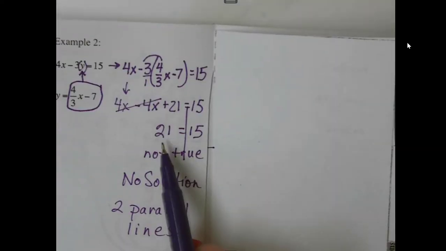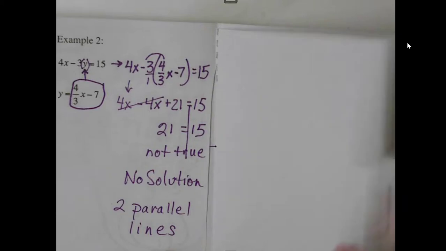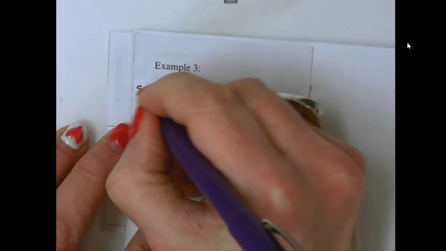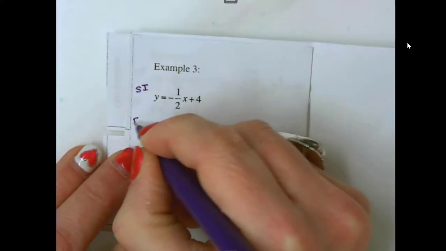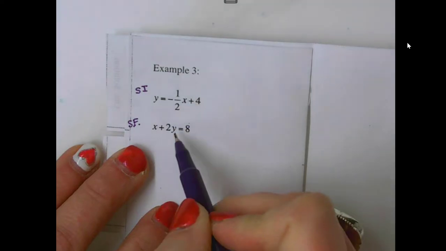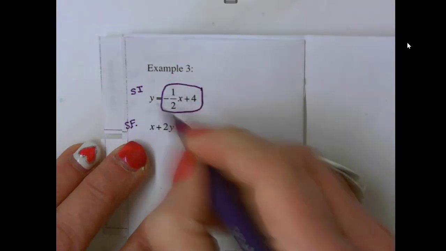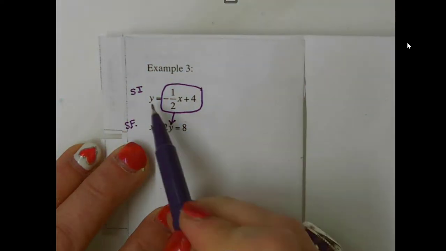Last situation, many solutions. A no solution looks kind of like this. So what's your prediction on an all solution? All right, let's see what happens. This first equation is in slope-intercept. This one is in standard form. So we take the slope-intercept equation and substitute that into the standard form equation. I'm going to circle this. That is going to go in for y. Sometimes it can go in for x, like our first example, so we just have to look to see what's given to us.